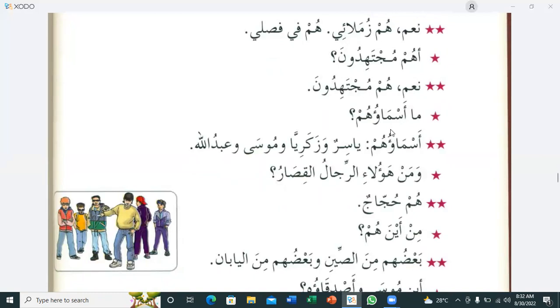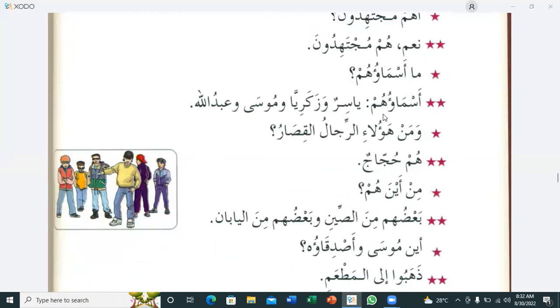Ma asma'u hum, what are their names? Their names are Yasir, Wa Zakariya, Wa Musa, Wa Abdullah. Their names are Yasir, Zakariya, Musa, and Abdullah.